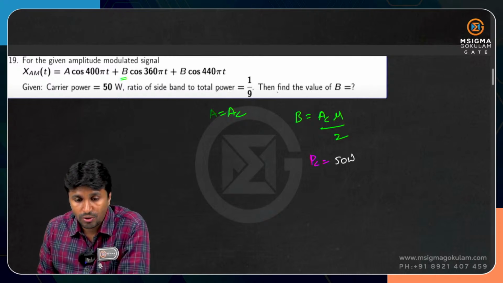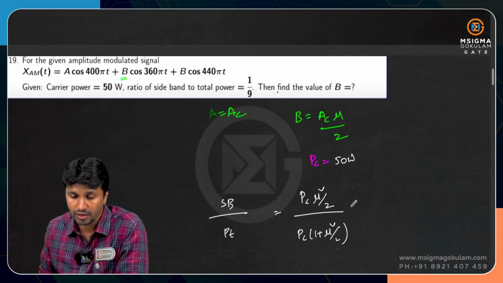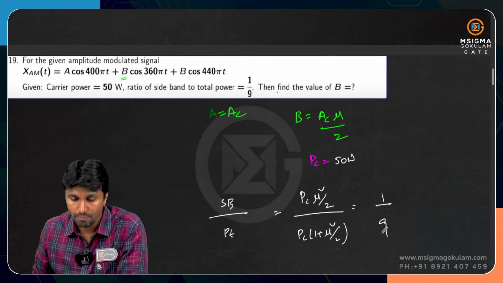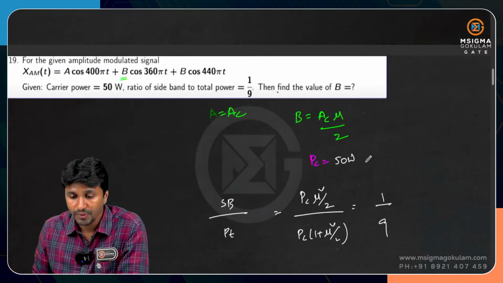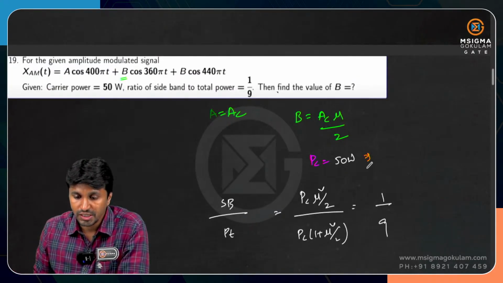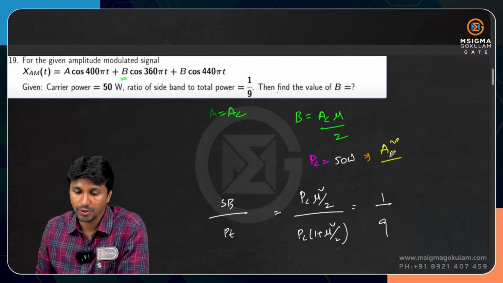The ratio of sideband to the total power, that is P_C into mu square by 2 divided by P_C into 1 plus mu square by 2, right? So this is nothing but the sideband power to the total power, right? This ratio is given as 1 by 9. So from this information, you can easily calculate the value of the carrier amplitude, which is A_C.